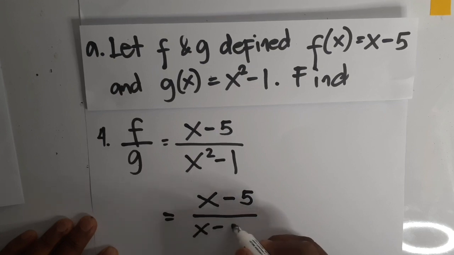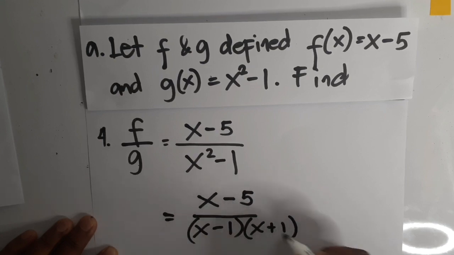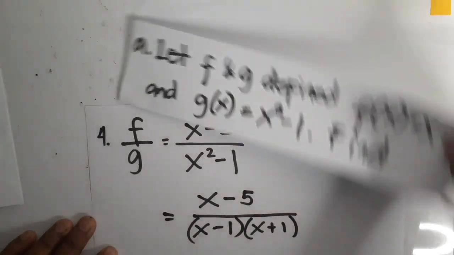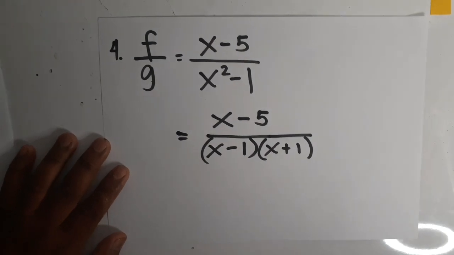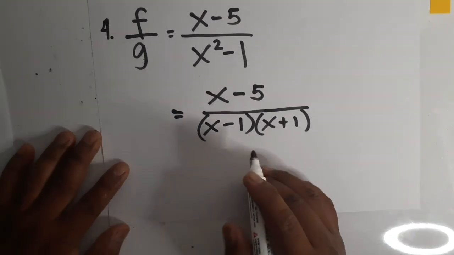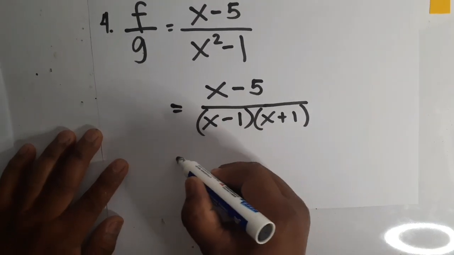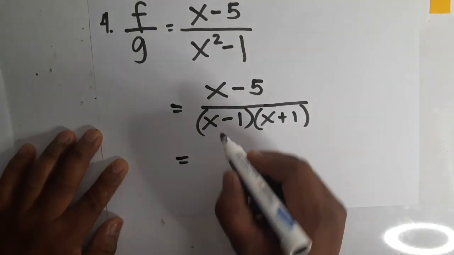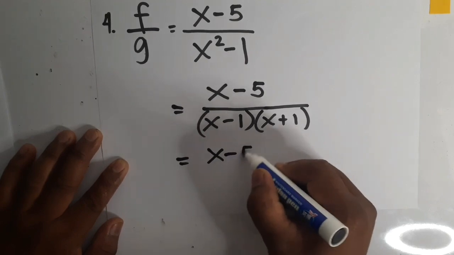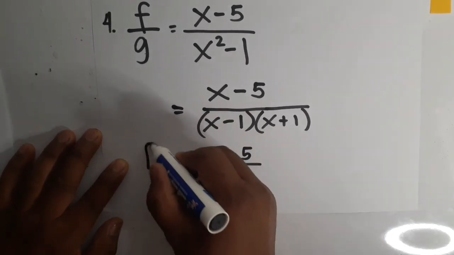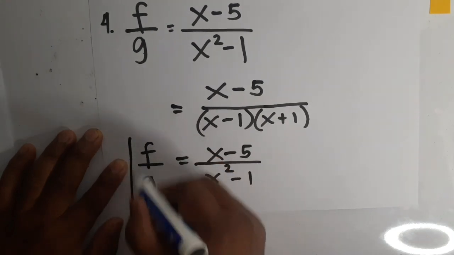expression. So you have x minus 5 over x minus 1 times x plus 1. So after factoring x squared minus 1, okay, let's check if masimplify ba. So there is no similar variables in the numerator and denominator. Therefore, balikta sa original. So the f over g is x minus 5 over x squared minus 1.